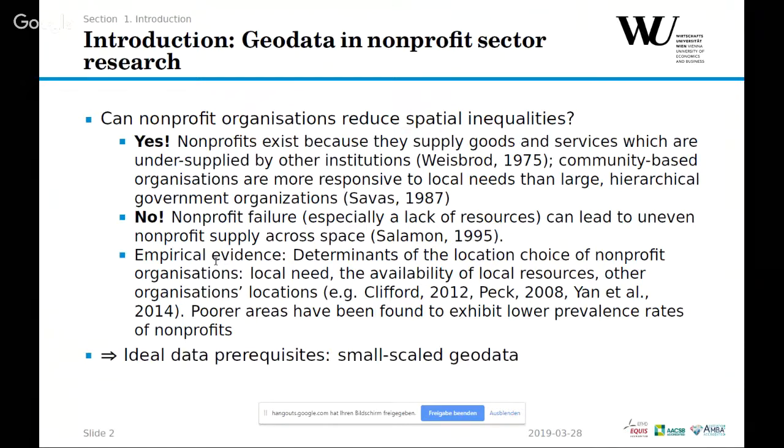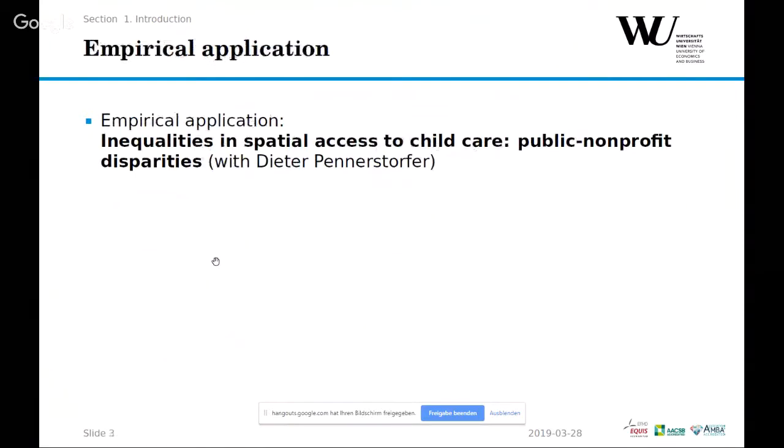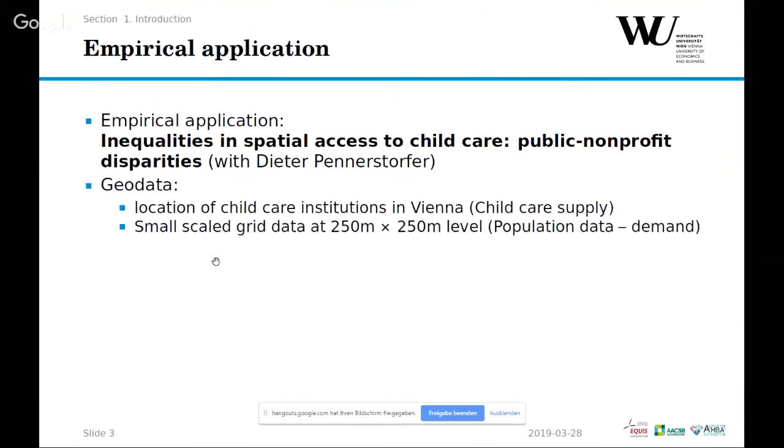In order to answer such a question, ideally we need small-scale geodata. So now I would like to present an empirical application that is concerned with inequalities in spatial access to childcare. For this example, we use geodata, first of all, containing the exact locations of all childcare institutions in Vienna. And then geodata containing information on the population of Vienna, most importantly, the age of the population.